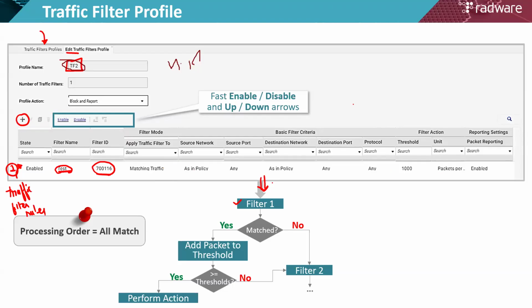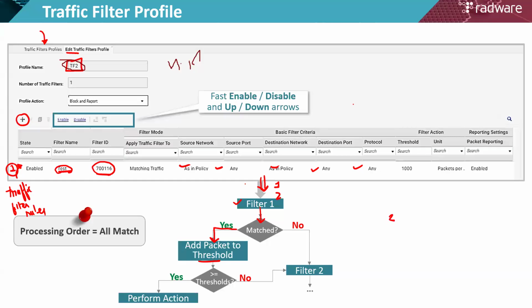Let's suppose we are receiving a large number of packets. Each packet would be checked against the filters. If a packet coming to the DefensePro is matching this criteria, we will add the packet to the threshold. Let's suppose the first packet comes in and it is matching the criteria, we add the packet to the threshold. Now the number of matching packets is one. Now let's suppose a second packet comes in. Again, it is checked against the criteria. If it is matching, then the count is increased to two.